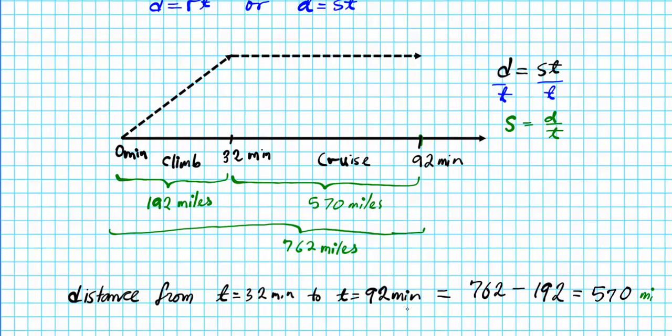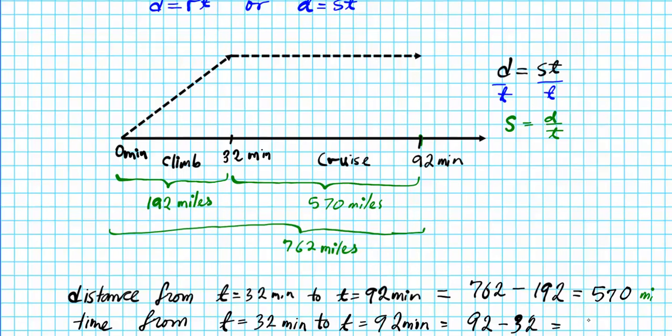All right, now we have distance. What else do we need to calculate our speed? We need time. So time from t equals 32 to t equals 92. What's the time? Well, that's obvious. You just subtract these two times: 92 minus 32. Total time for cruising is 60 minutes.